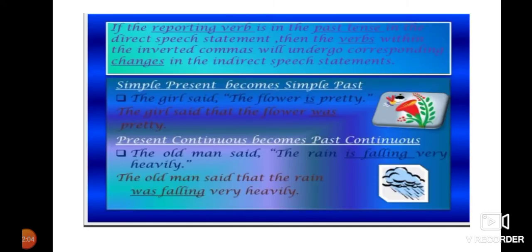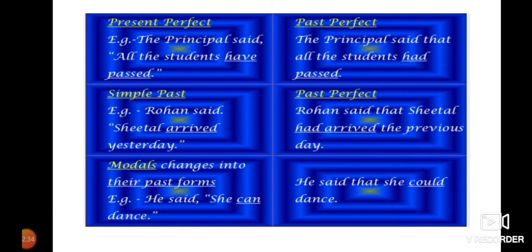If the reporting verb is in past tense, then the verb within the inverted comma will change in the indirect speech. Simple present will change into simple past. Present continuous will change into past continuous. The girl said the flower is pretty. The girl said that the flower was pretty. The old man said the rain is falling very heavily. The old man said that the rain was falling very heavily.